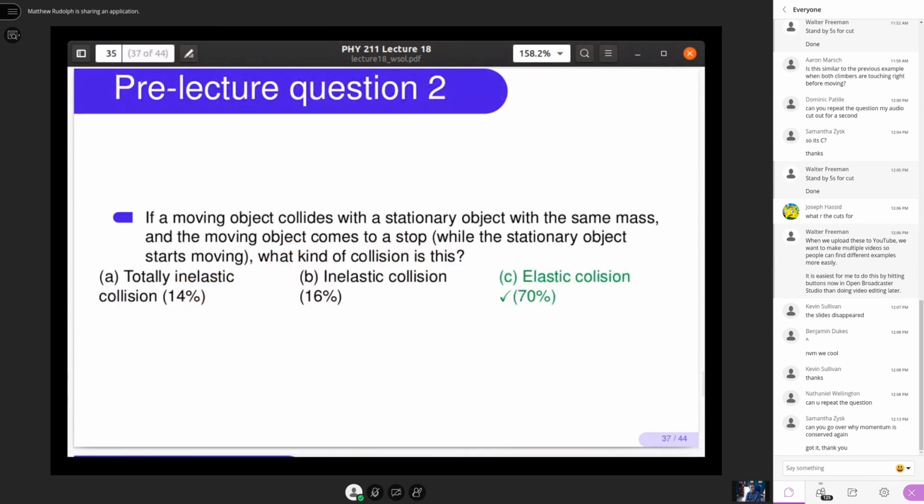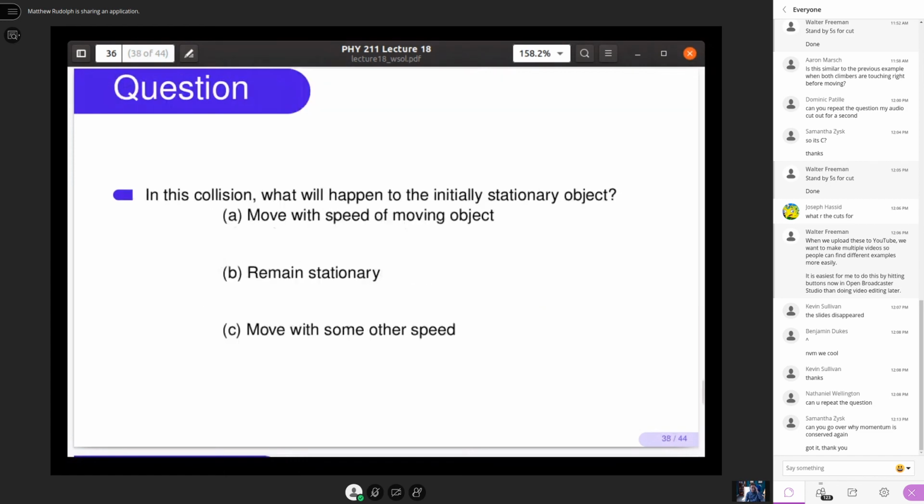That was what pre-lecture question 2 was about. If you have a moving object collide with a stationary object with the same mass, and the moving object comes to a stop, this is going to conserve momentum. The one that wasn't moving is going to start moving with the same velocity. That means the kinetic energy is the same, and so you get an elastic collision. It was good that 70% of the people who answered got that, because it's a bit tricky since it involves a few different concepts working together.